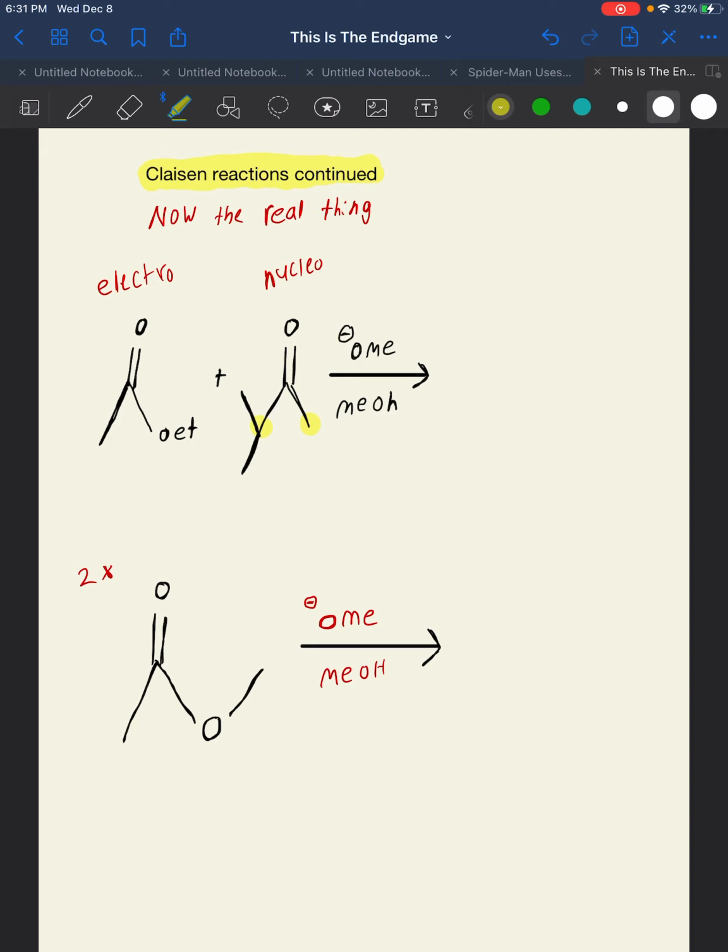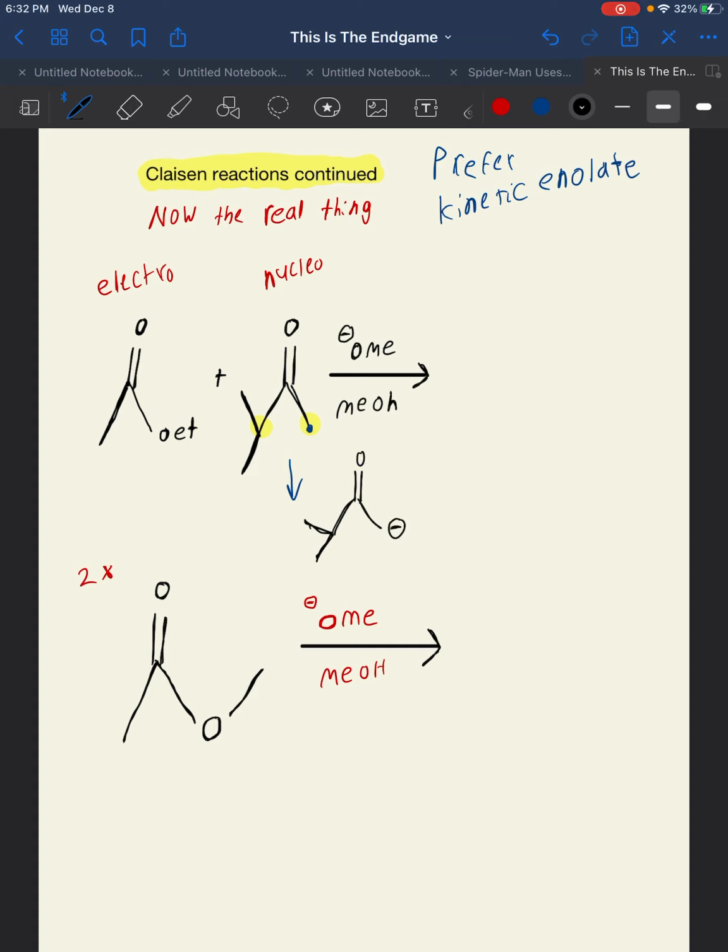Now the Claisen reactions actually prefer the kinetic product. We'll just say kinetic enolate, meaning they prefer the less stable position, the less sterically hindered position. So that would be this position right here. So then your enolate would actually look like this right here. And that's the enolate we're going to utilize in order to attack the electrophile, which is going to be your ester.